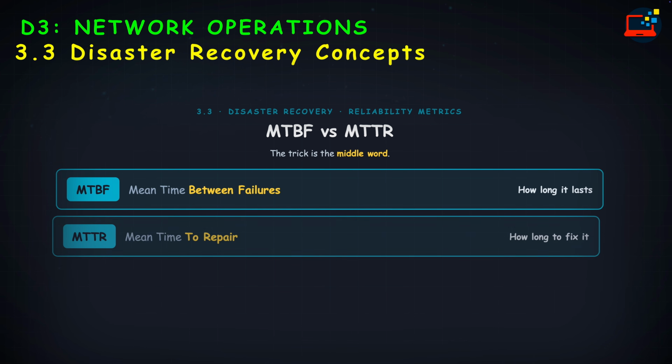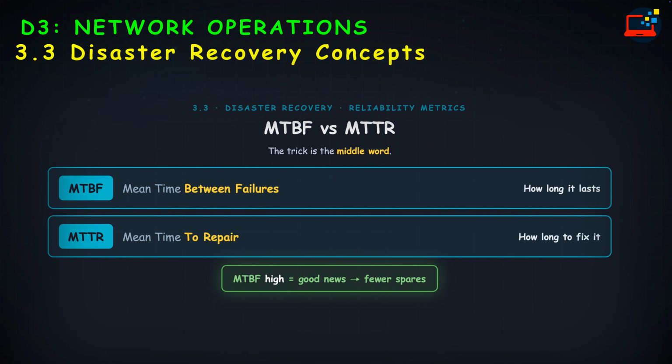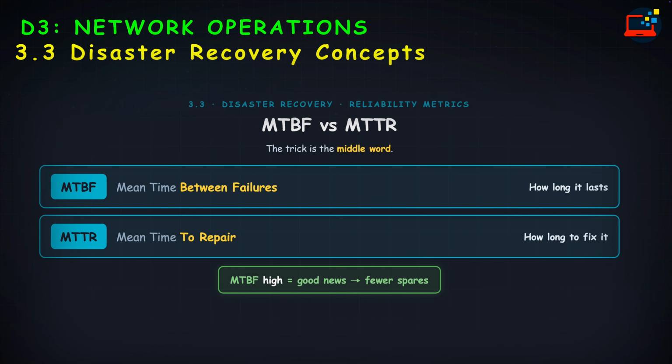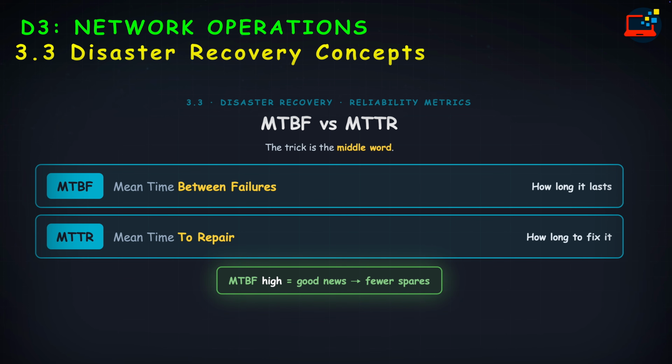The other two metrics describe hardware reliability. MTBF is mean time between failures, the average time a device runs before it breaks. A firewall might have an MTBF measured in years. MTTR is mean time to repair, the average time to fix it once it does break. The trick is the middle word. Between failures is how long it lasts. To repair is how long to fix it. MTBF high is good news. It means you need fewer spares.